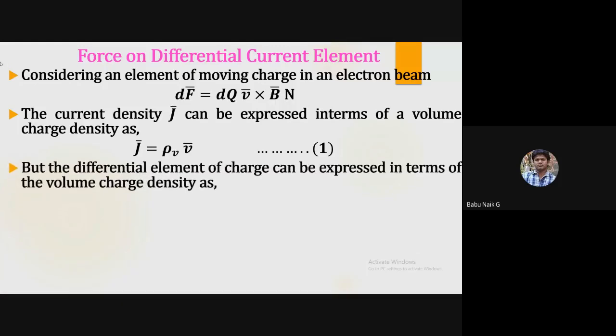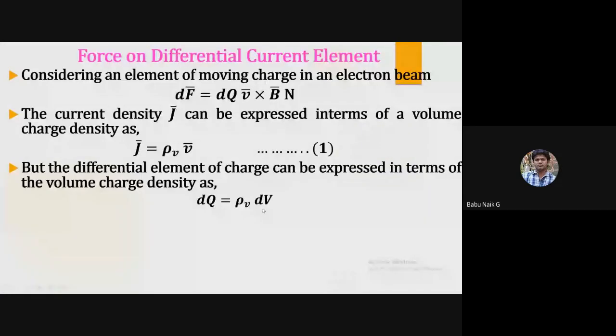Now, the differential element of charge can be expressed in terms of the volume charge density. That charge we can take as ρv into dv, which is dq equal to ρv into dv, for the complete volume charge that is moving.